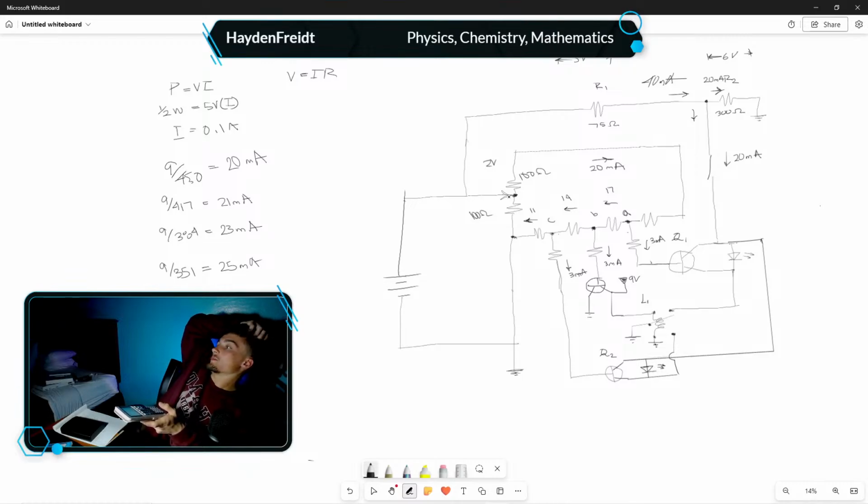So now it's at a maximum, and this is when this will be initiated. So 20 milliamps. We also have 20 milliamps through him, and then I have 3 milliamps going in this direction. 20 milliamps, 3 milliamps.